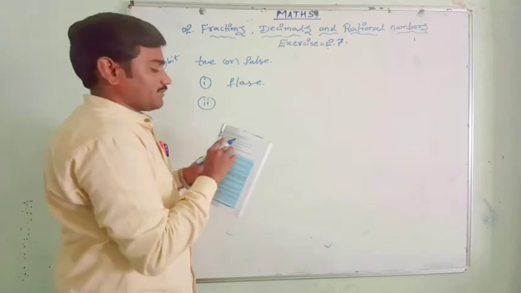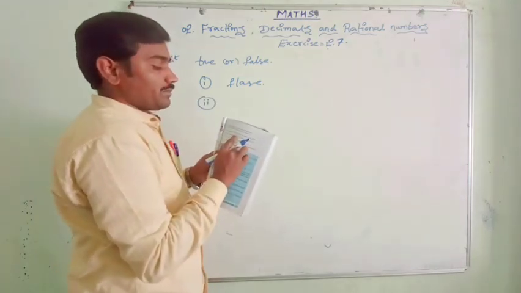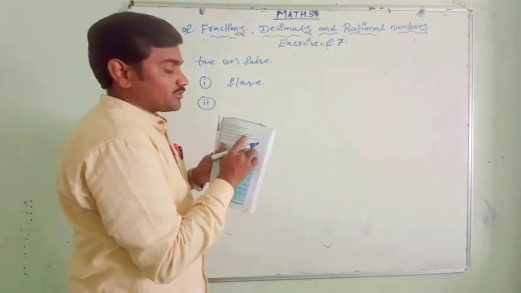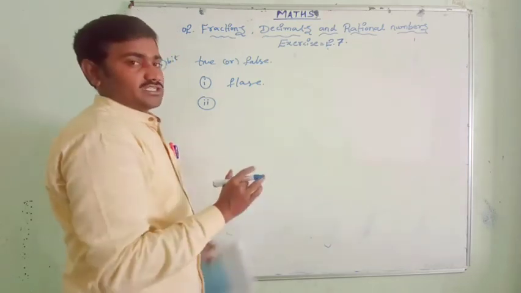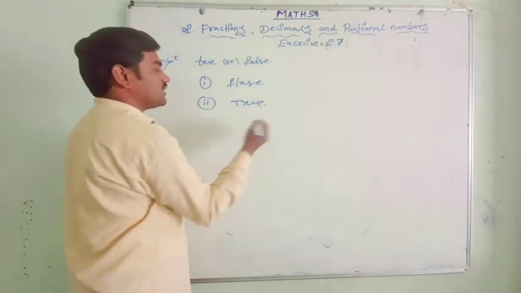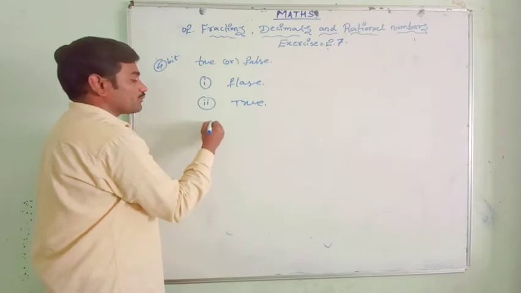The second one, listen. In a rational number of the form p by q, q must be a non-zero integer. Yes, q must be a non-zero integer. q should not be equal to 0. That is what it says. So the given statement is true.